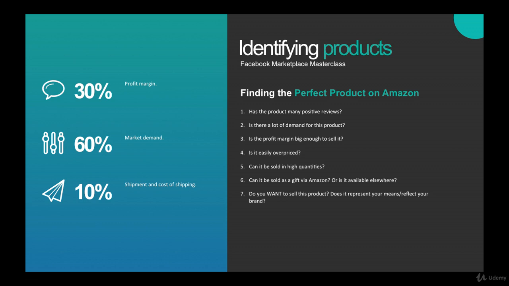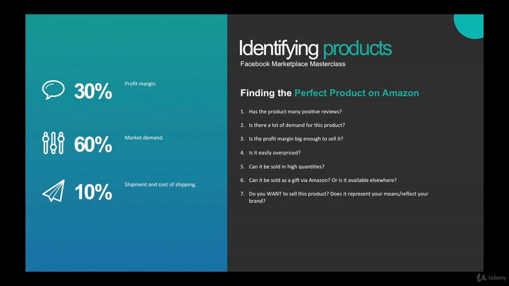So for instance, when I look at a product and I see, okay, it has a massive profit margin, but only very little market demand, and the shipping and the cost of shipping is fine, I would still not get into this product. Why? Because no one is going to buy it. As we saw in the example of a product that has a profit margin of $10, and another product which has a profit margin of $5, if a product has a high profit margin, that does not mean that it will sell often.